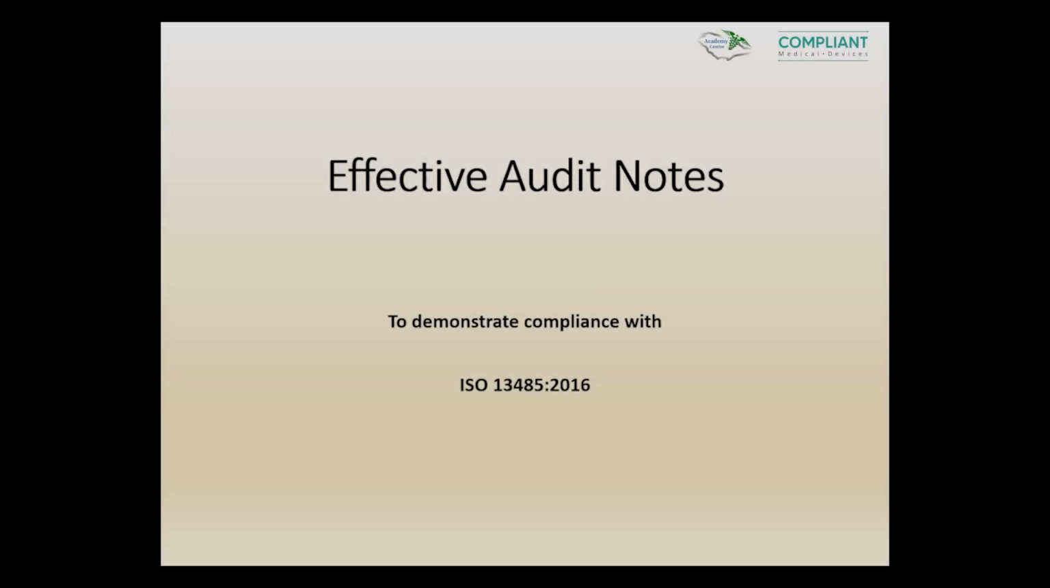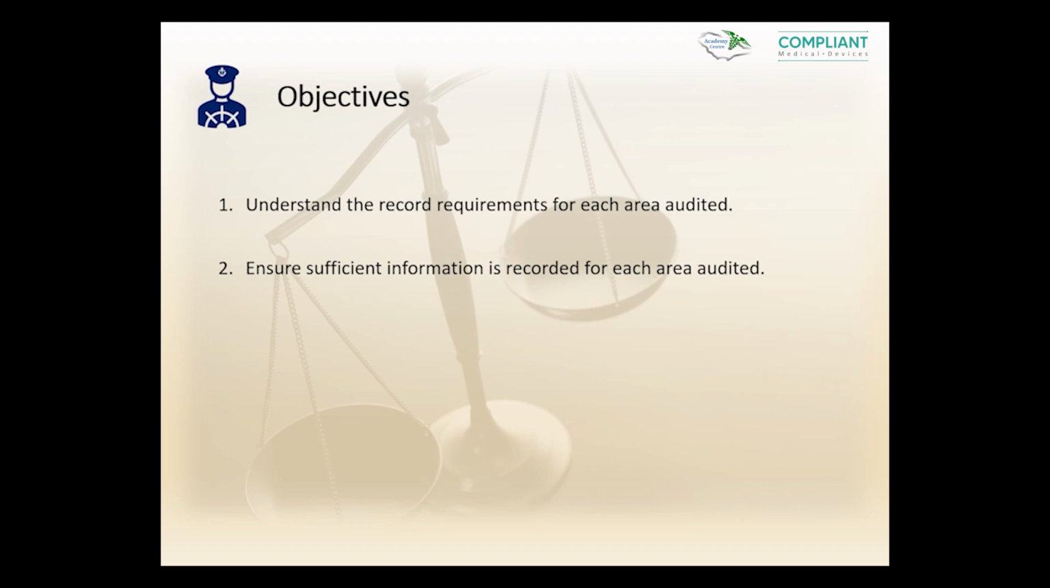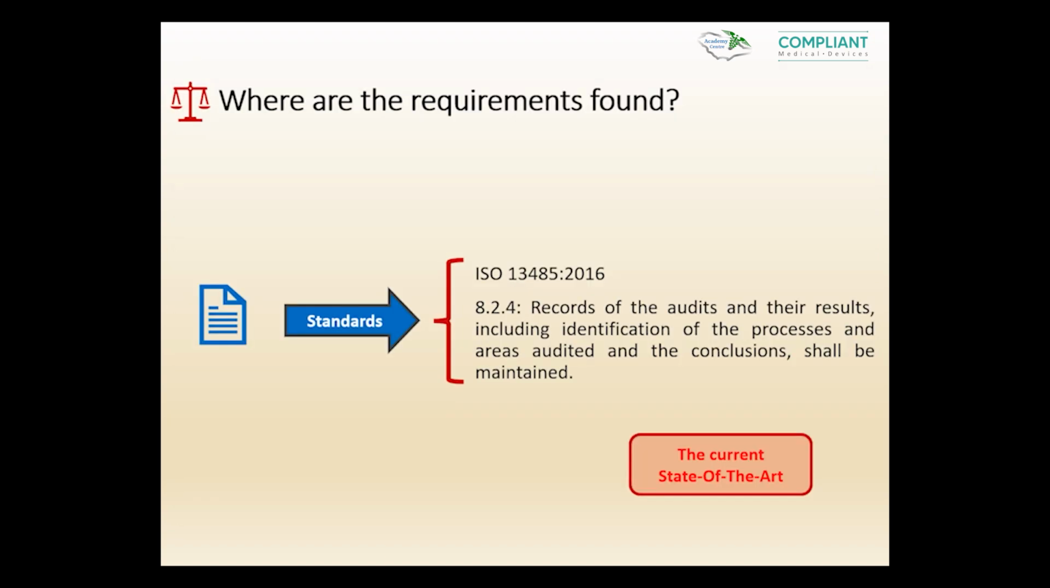The topic for today is effective audit notes for compliance with ISO 13485:2016. For effective audit notes, we want to understand the record requirements for each area audited. We want to ensure sufficient information is recorded for each area. From that perspective, we have the objectives set, and the requirements with respect to the standard ISO 13485:2016, specific to clause 8.2.4 for the internal audit process.